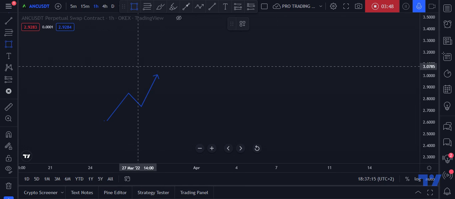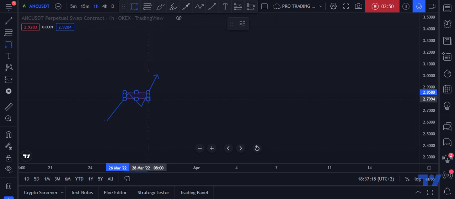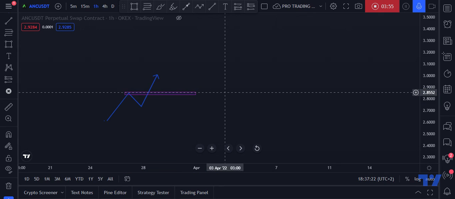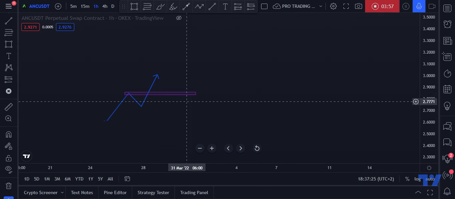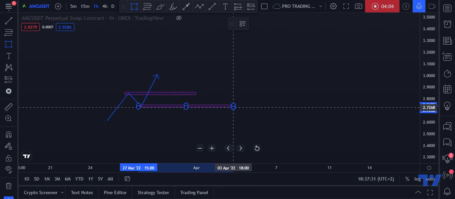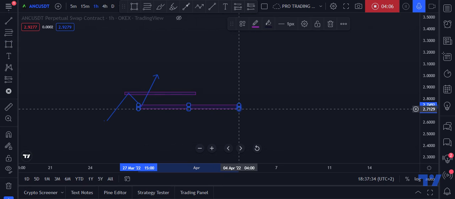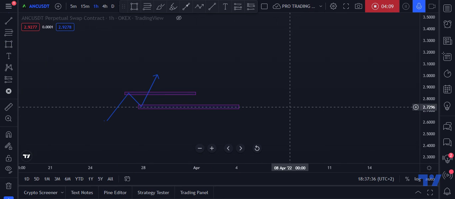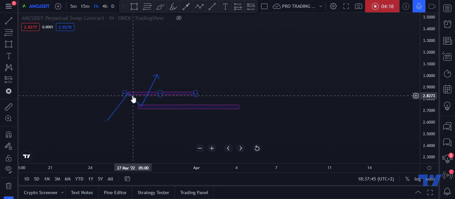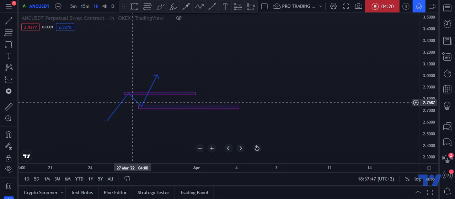These are the areas. We have this previous swing high and this previous swing low. We have these zone areas. These are not supply zones and these are not demand zones, they are just zone areas.